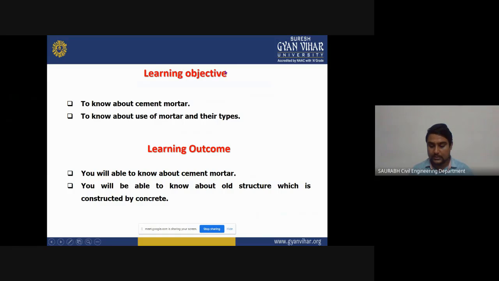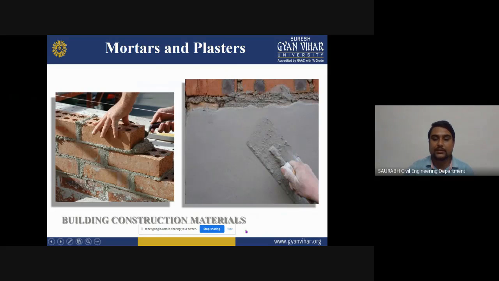So come to our topic, which is cement mortar. As you can see in the image, this is cement mortar, by which we prepare the cement mortar, that is sand, cement and aggregate. These things are used for the preparation of mortar. As you can see here, this can be used for the binding of walls, and this can also be used for plastering work.